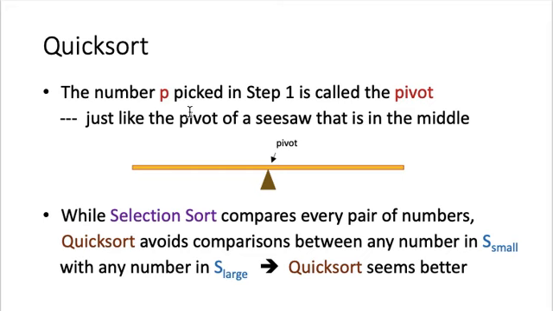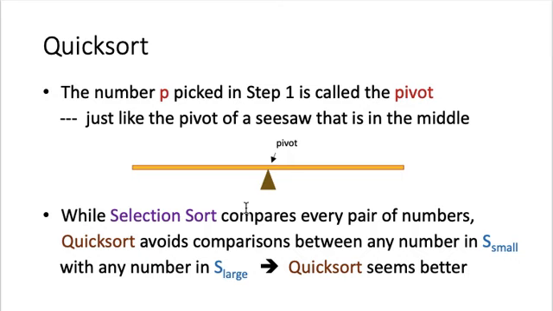And the number P that we are using in step 1 is called the pivot. So pivot is the name, and we use P to represent it. So what is a pivot? If we see a seesaw in the playground, like a seesaw that we see normally in the playground, then the pivot is actually this middle point. We call this a pivot because we are going to use this to separate all the numbers in S into two groups, one that are smaller, one that are larger.